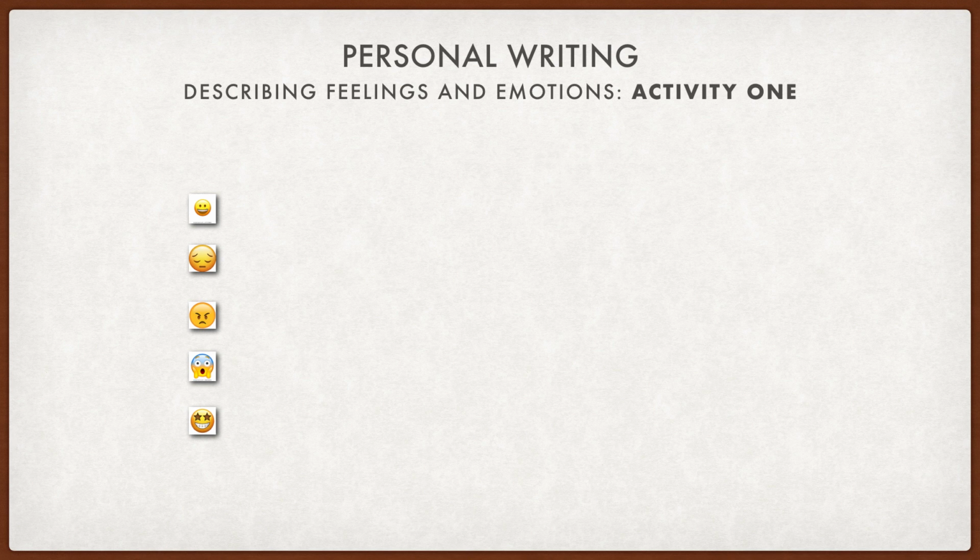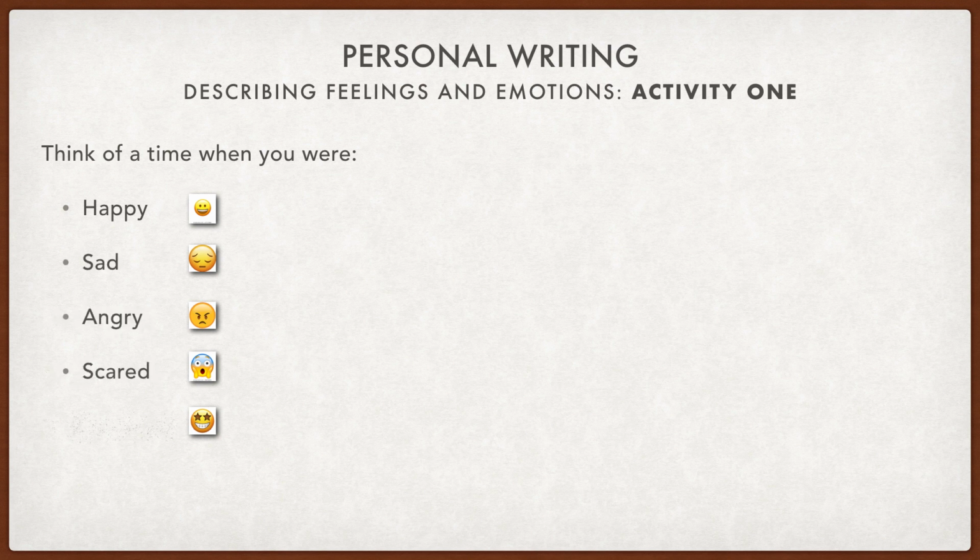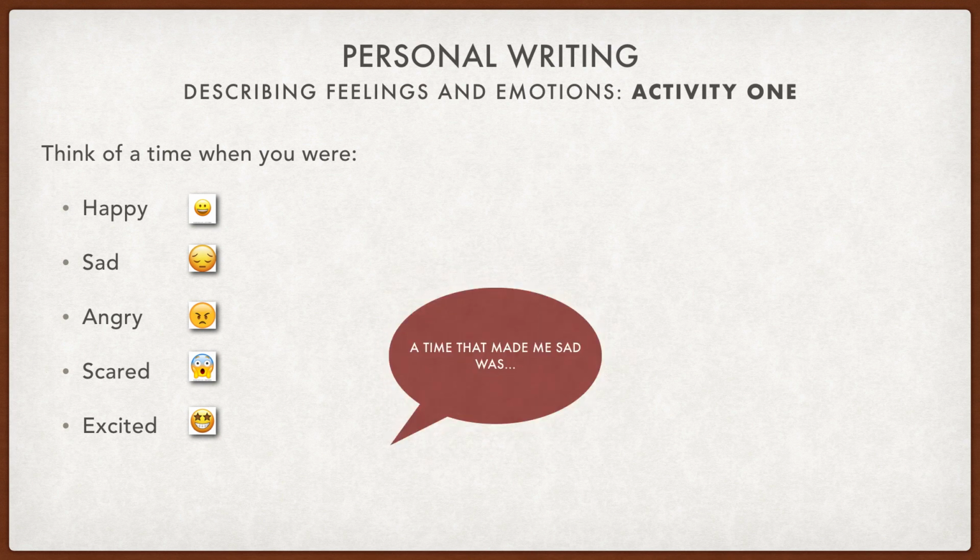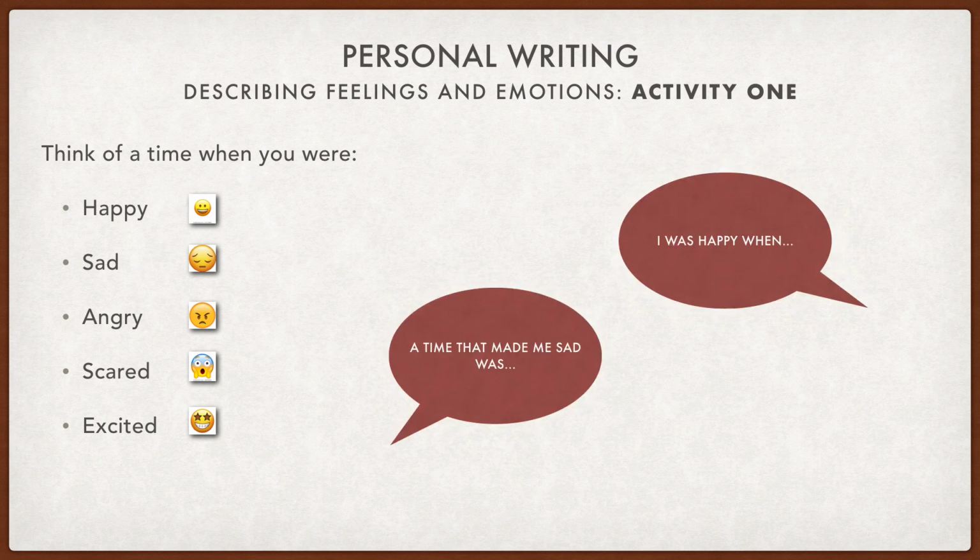So activity 1. I want you to think of a time when you were happy, a time when you were sad, a time when you were angry, scared, or even excited. This could be handwritten or in your OneNote, but remember if you handwrite it, you can take a picture and put it in your OneNote. Write down each of these times, just one sentence each. So things like, a time that made me sad was, or I was happy when. So pause this video and do that now. It should only take you about 5 minutes.